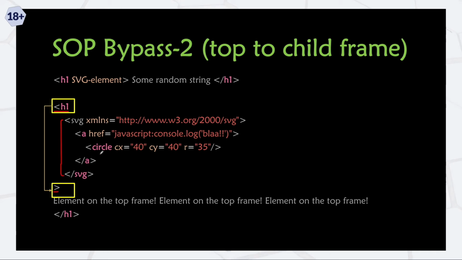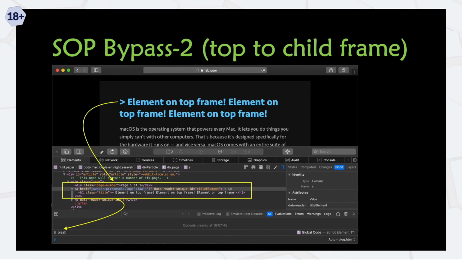So let's see what happens when this particular code gets rendered into the reader mode. As you can see, as the code is rendered into the reader mode, now we have the SVG element, and again we have the href pointing to the JavaScript URI, and as soon as the H1 element is clicked, we have the JavaScript code execution again. Which means now we can read the content of the top frame from the child frame as well. So now we have covered both of the cases.